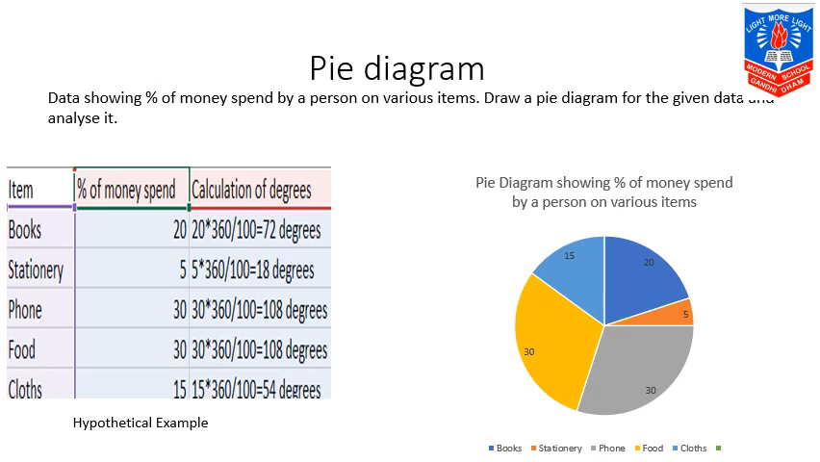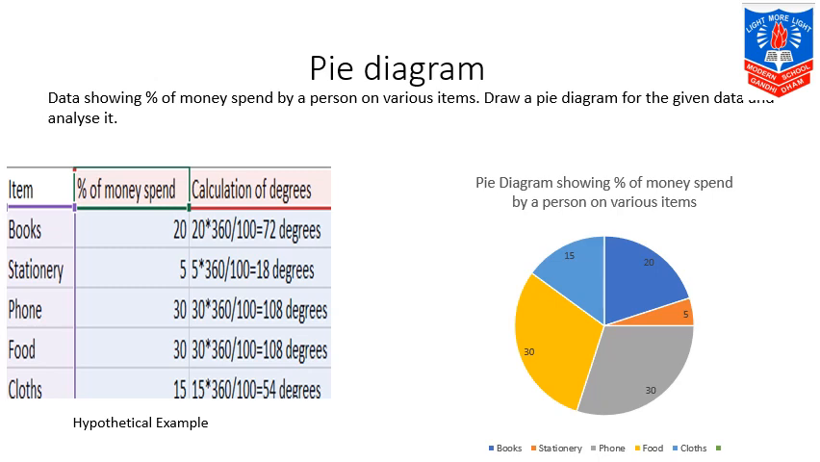Next is pie diagram. We all know that in pie diagram we use the formula, that is degree equals component value upon total value into 360. Now over here you see the question, it is related to percentage of money spent by an individual on different items. Items given are books, stationery, phone, food and clothes. The percentage of amount spent is 20, 5, 30, 30 and 15.